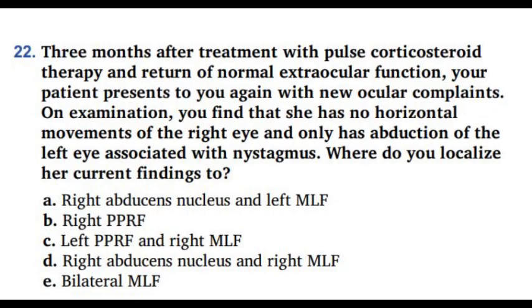So the part where she has no horizontal movement is affected ipsilaterally. So we have both the MLF and either the PPRF or the abducens nerve taken out. So right abducens and left MLF, no. Right PPRF, no. Left PPRF and right MLF, no. Right abducens and right MLF, that's yes, option D.